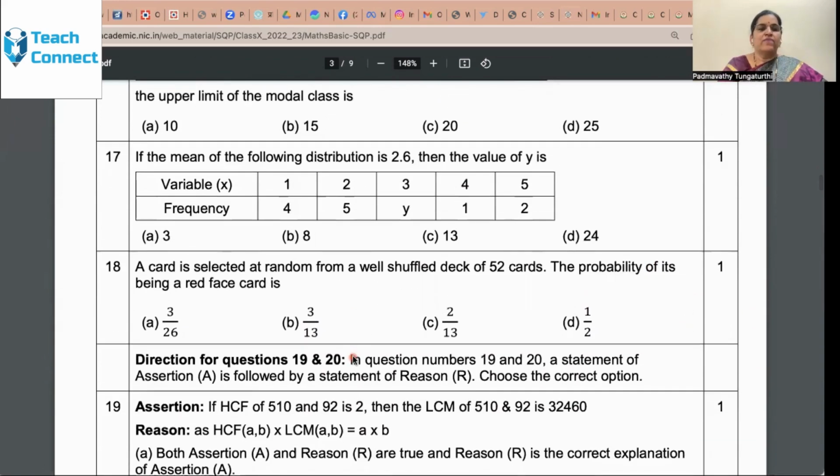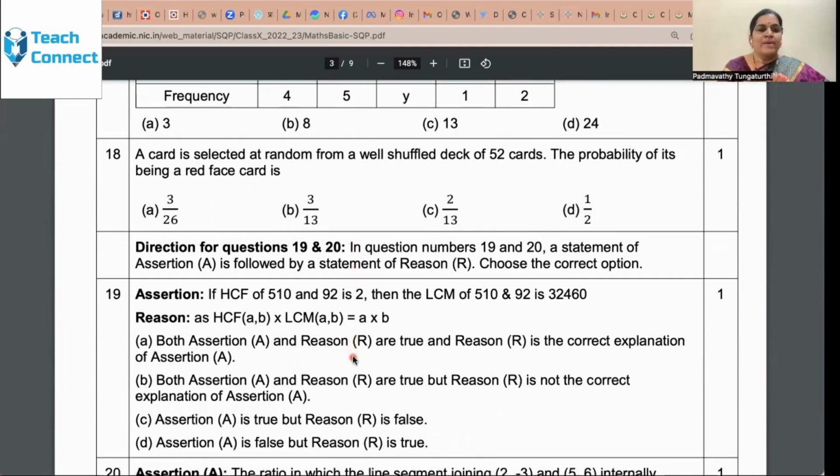Now here, if the mean of the following distribution is 2.6, that's in the middle, then the value of y is how much? What is mean? How to calculate mean? How to substitute in the formula? Here the skill asks for this substitution. Then mean, median, mode, ask them to calculate formula-wise. 4 problems will be covered here. These are the simple problems which are given to the children.